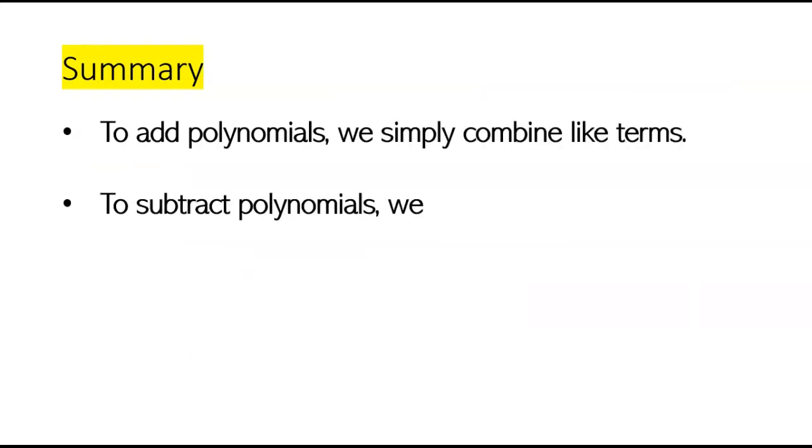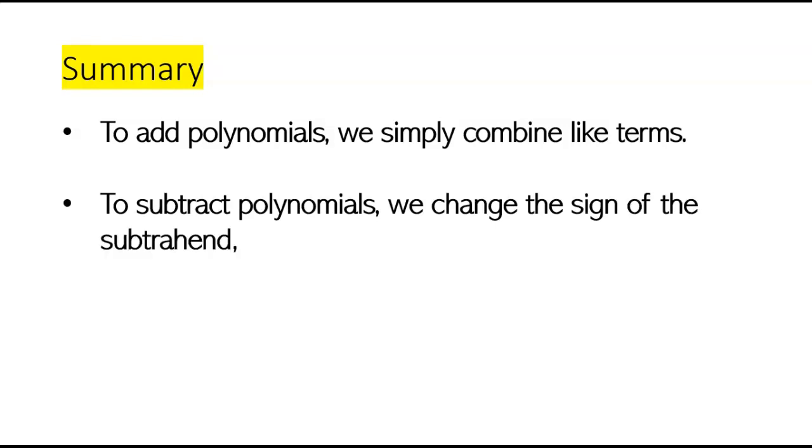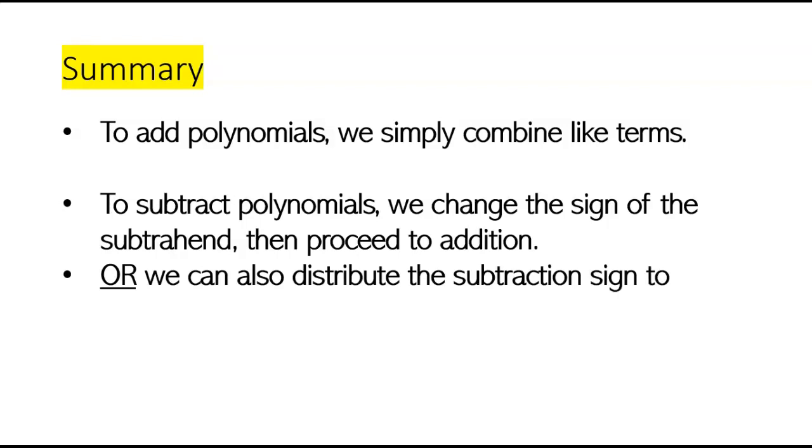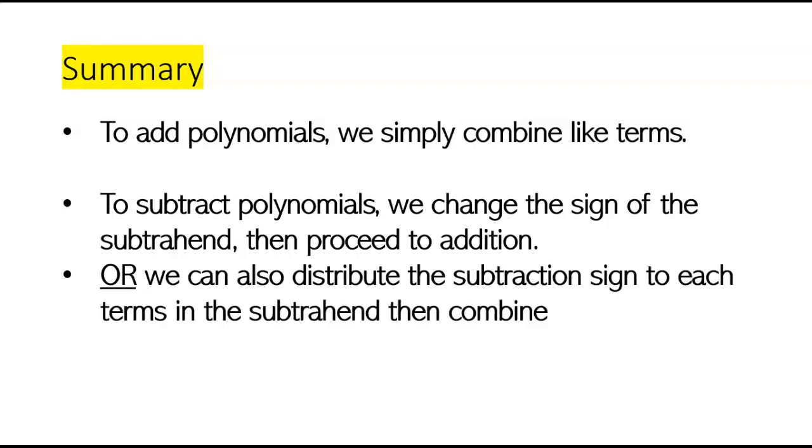To summarize, to add polynomials, we simply combine like terms. To subtract polynomials, we change the sign of the subtrahend, then proceed to addition. Or, we can also distribute the subtraction sign, or the minus sign, to each term in the subtrahend, then combine like terms.